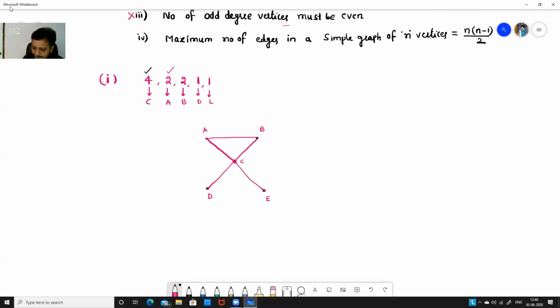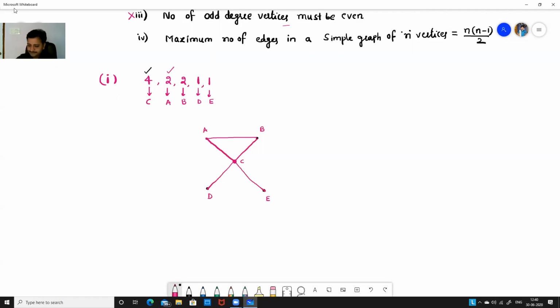If any vertex has degree 1, that vertex is called a pendant vertex. So clearly it is representing a simple graph. Is it a simple graph or not? Yes. This method is called the plotting method. It means we can draw the vertices and we can draw the simple graph.